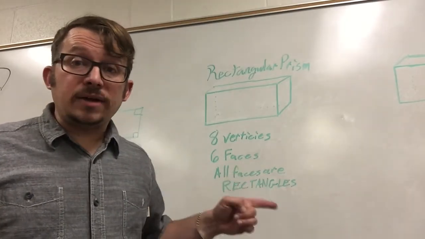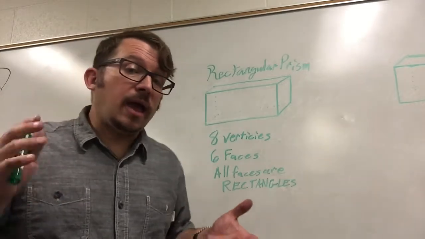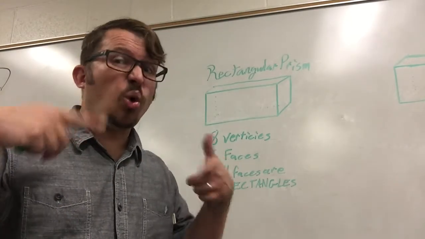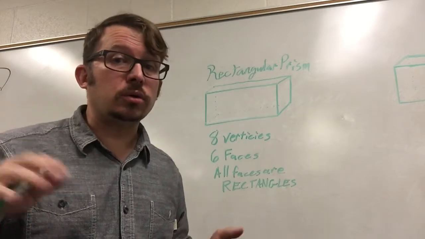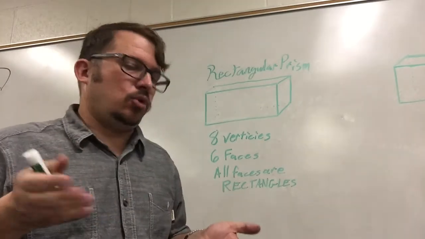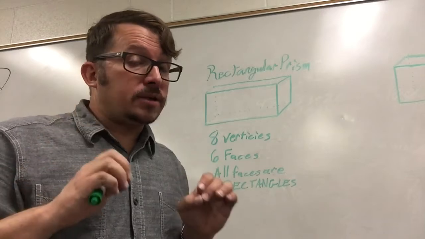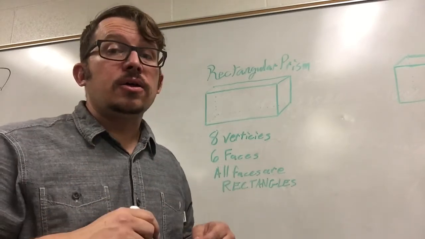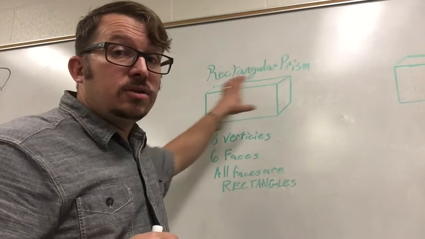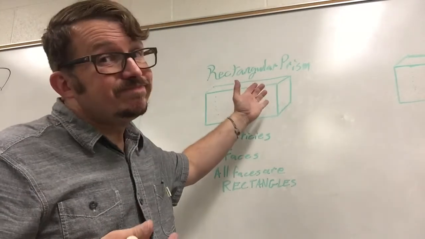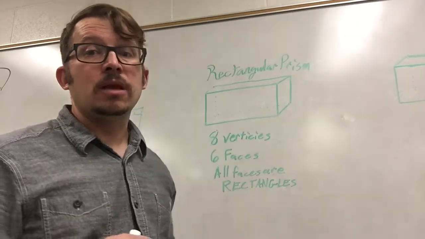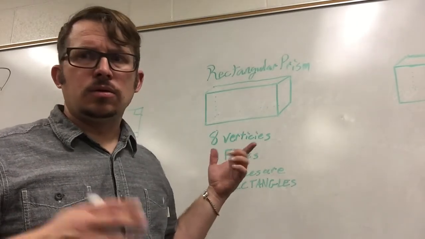Cool. Rectangular prisms have 8 vertices. What's a vertice? Vertices are the corners. It's a fancy word. You get paid more if you know fancy words. So rectangular prisms have how many corners? 8 vertices. 4 on this end, 4 on that end. It's math. You can't argue with math. You can't sue math.